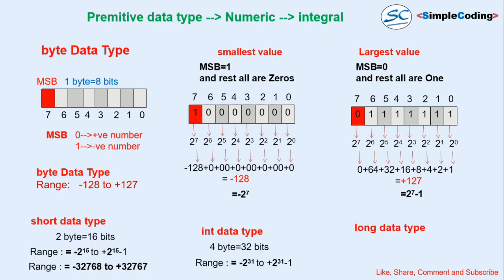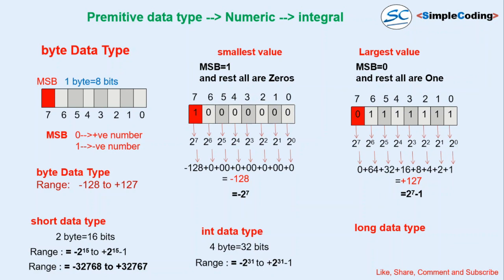Now let's take the short data type, int data type, and long data type. In case of the short data type, we have 2 bytes or 16 bits, which is double the size of the byte data type. While doing the calculation for the byte data type, we came to know that in case of byte we have 8 bits, so we have to go up to the 7th position. Now in case of the short data type, we have 16 bits, so we have to go up to the 15th bit. So in this way we will get minus 2 raised to 15 to plus 2 raised to 15 minus 1. And while calculating from binary to decimal, we will get minus 32768 to plus 32767.